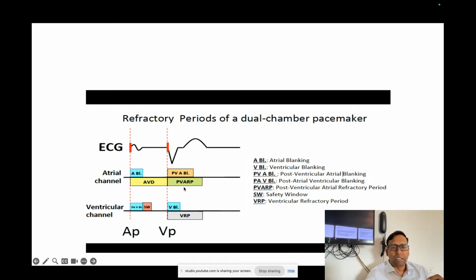This is what I was saying. If a VPC is happening and it passes outside the PVARP, it will be PMT. If it falls here, meaning VA conduction is happening and it falls here, it can cause NRS. Is it clear? NRS will be lower rate behavior. Whatever rate of 60 you have set, the same 60 rate goes on, but there is no pacing.